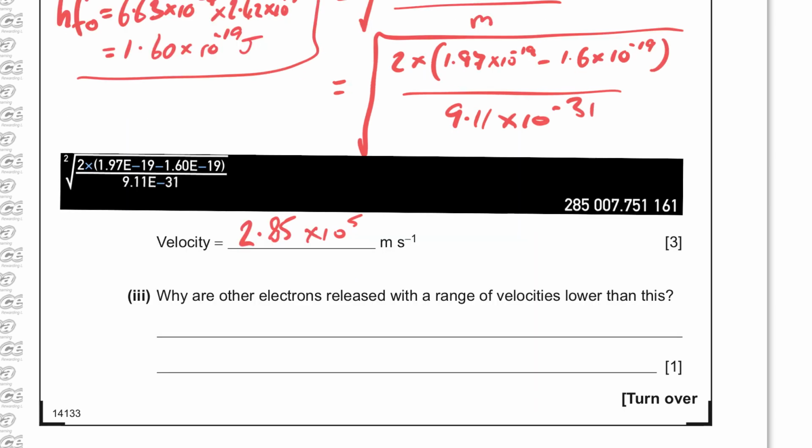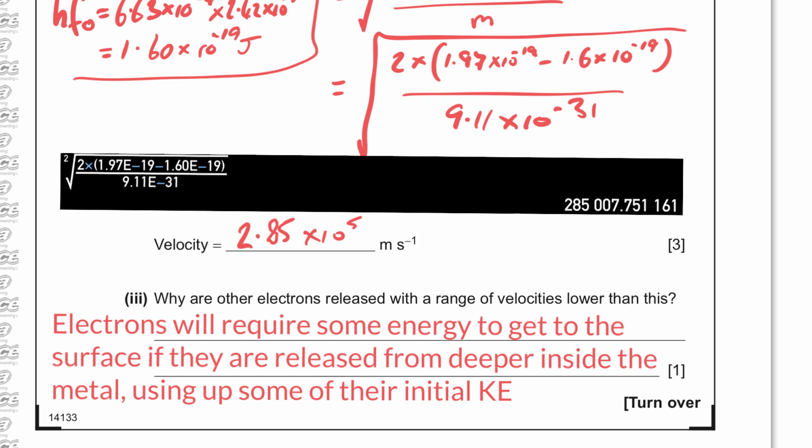Part 3. Why are other electrons released with a range of velocities lower than this? This is the idea that they all initially are handed the same kinetic energy, but not all of them manage to make it to the surface of the metal with all of that intact. Something explaining that they need energy to get to the surface. So the ones we're going to be getting that maximum value for are ones that were released at the surface and immediately were able to leave with all their kinetic energy.